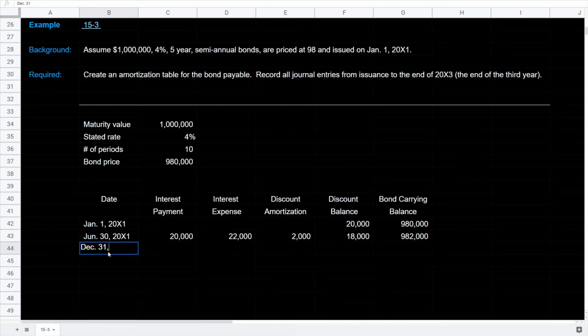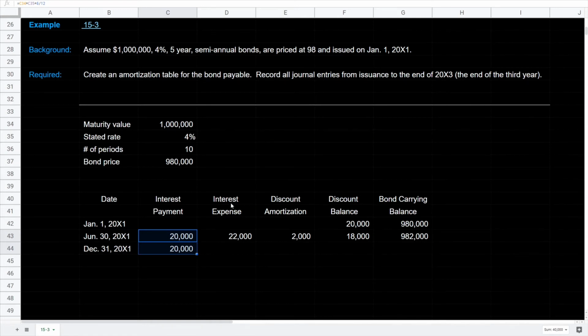Let's take a look at December 31st, 20x1. We know what the payment's going to be. It's going to be the 1 million multiplied by the 4% multiplied by 6 over 12, or 20,000. Hopefully this stands to reason. Because we have a fixed stated rate of interest in the bond contract, the actual amount that's paid for interest is going to be fixed every period.